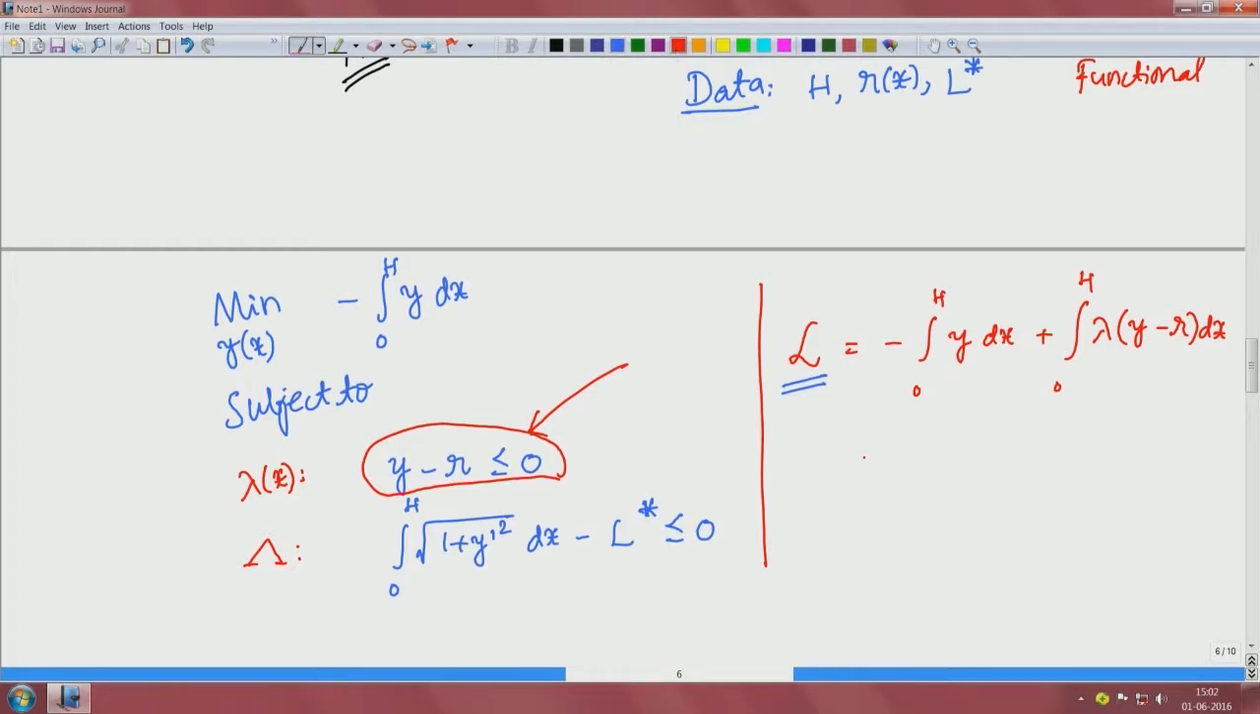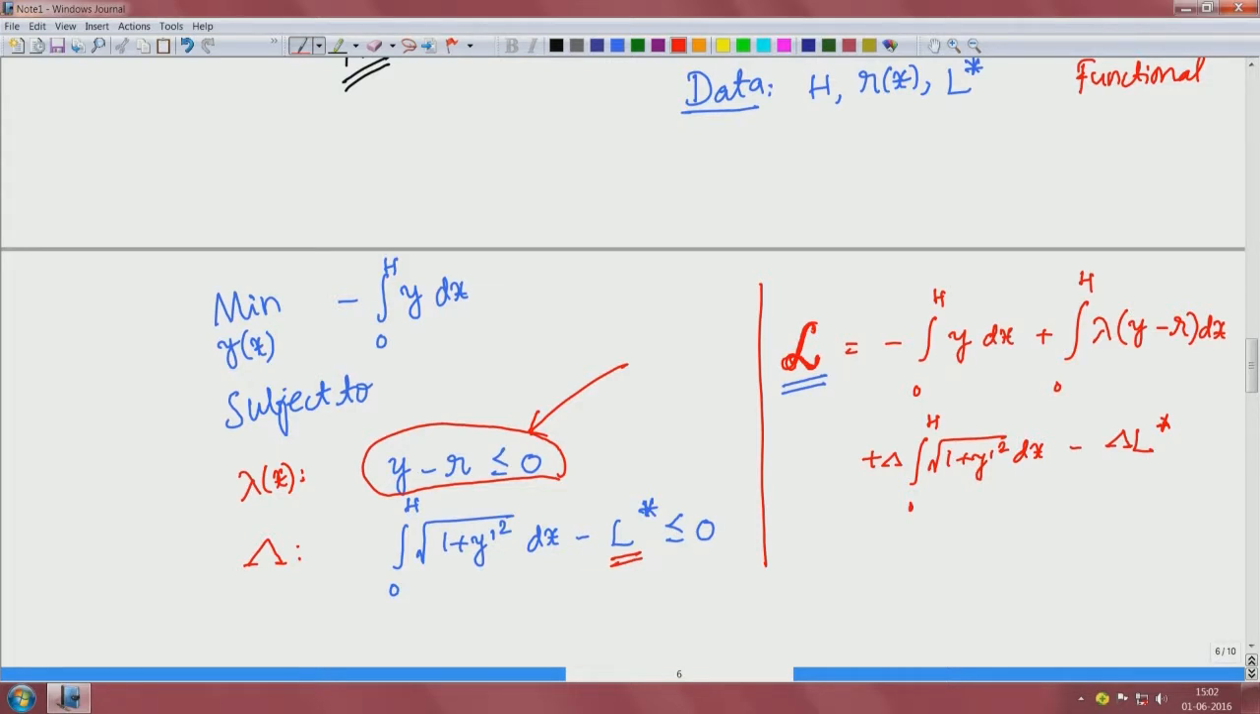Okay. Plus we have this other one, integral 0 to h of capital lambda times square root of 1 plus y prime squared dx minus capital lambda L star. Okay. Well, this is not Lagrangian L star, this is simply length star. This length here is not the Lagrangian. The Lagrangian we have slightly scripted L. Okay. This is the thing.